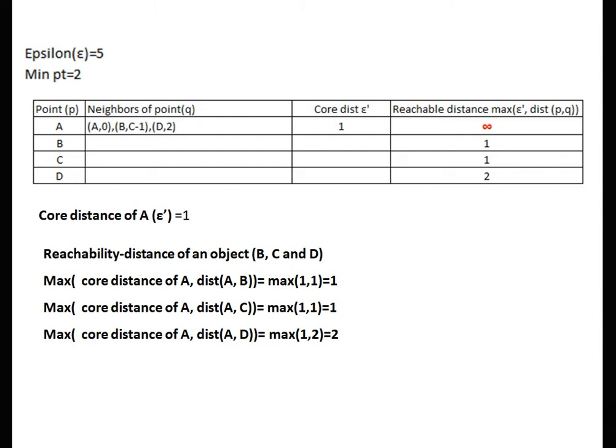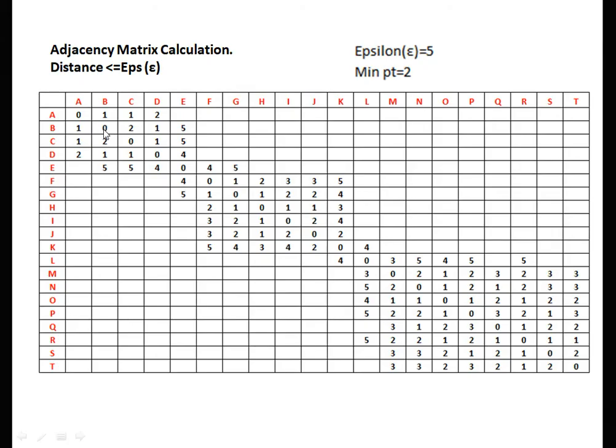Now we will start with the point-by-point explanation. First we consider the point A. What are the neighbors of point A? From this adjacency matrix, it is very easy. The neighbors of A are B, C and D, and including A, it can form the core point. Why? Because only 2 points are needed to form a cluster, and more than 2 points are there in the vicinity of A within the 5 mm.